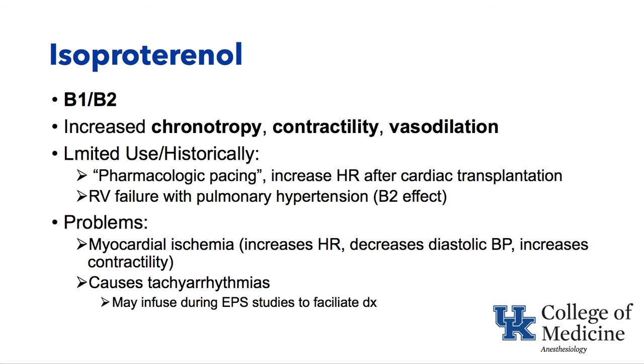One, it can cause myocardial ischemia. Why? Because heart rate goes up via beta-1. It's vasodilating, so it's decreasing diastolic blood pressure, which is part of the coronary perfusion pressure. It's reducing coronary perfusion pressure, and it's making the heart work stronger, so it's using more oxygen. It's contracting more. So all those things together make the heart use more oxygen and can precipitate myocardial ischemia.